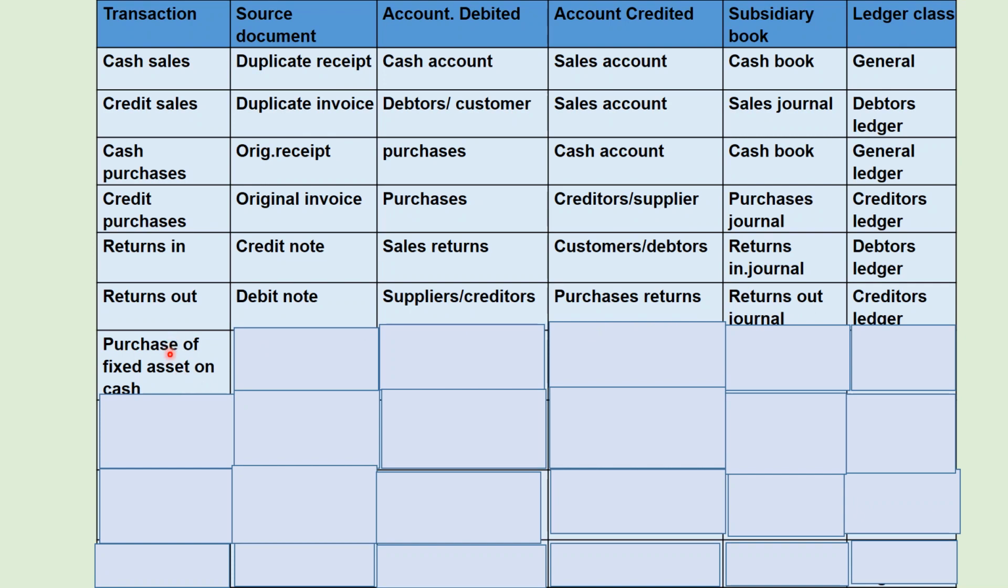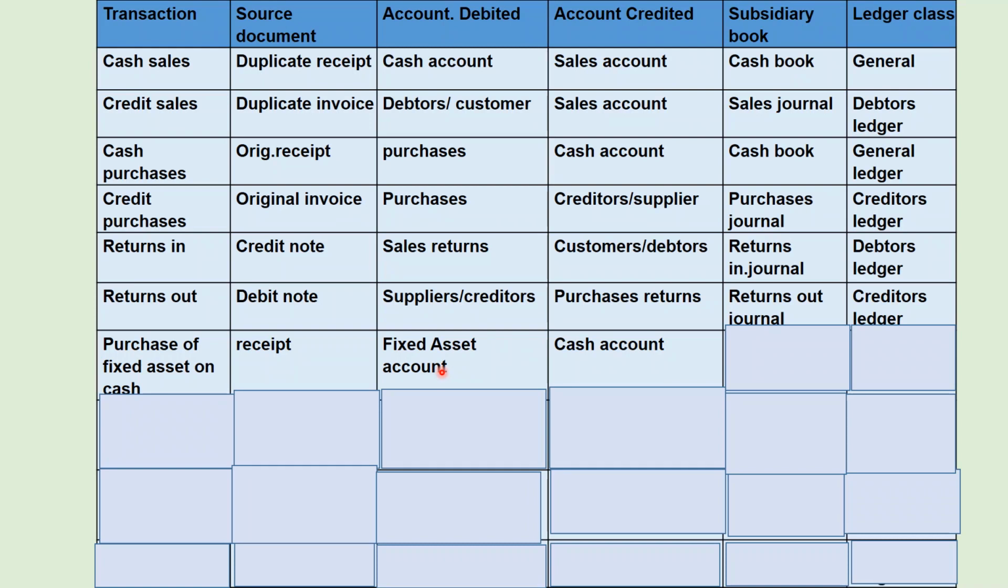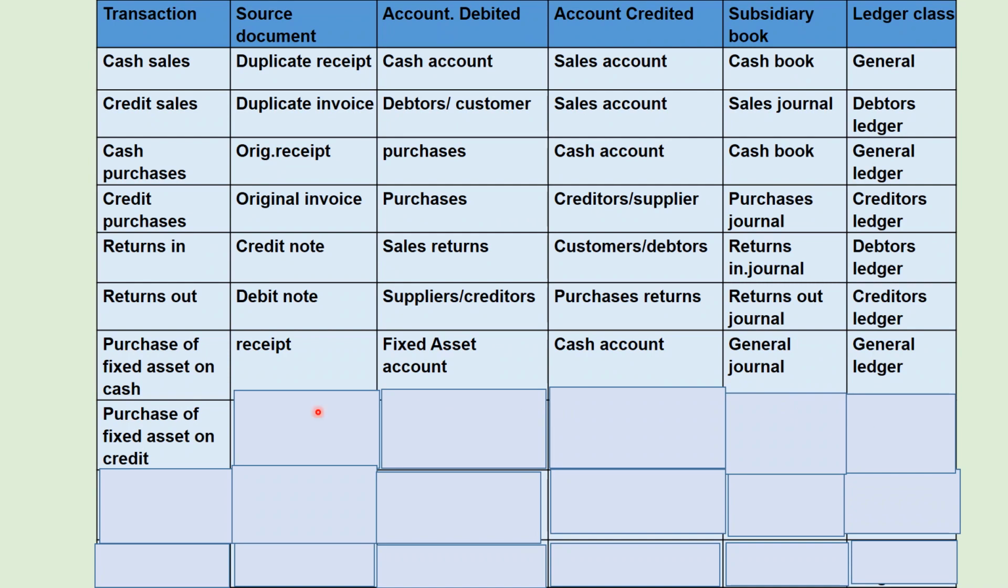The next is purchases of fixed assets on cash, where you buy fixed assets on cash. This is the same as cash purchases, so the source document is going to be a receipt. The account to be debited is the fixed asset account. The account to be credited is the cash account. The subsidiary book is the general journal and the ledger class is the general ledger.